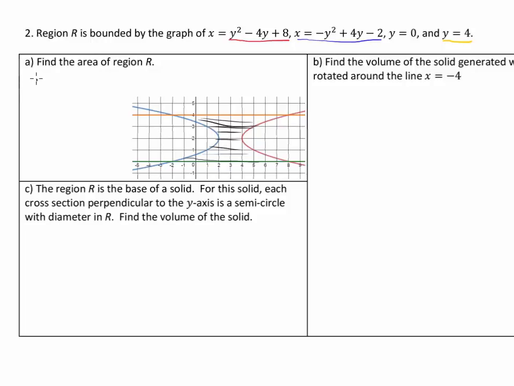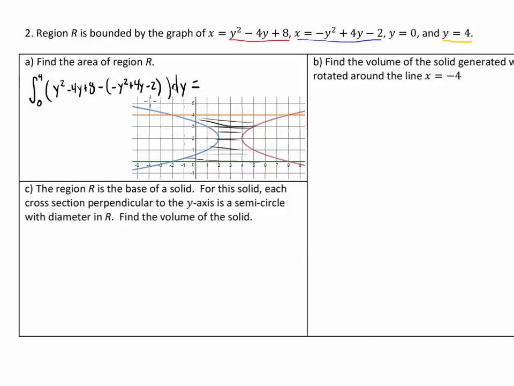So we're going to write our equation. We are stacking these things from 0 to 4, and our equation is going to be top minus bottom, with respect to y. So our top is y squared minus 4y plus 8 minus the bottom, which is negative y squared plus 4y minus 2. And there's our equation. Now we just have to type it in the calculator.